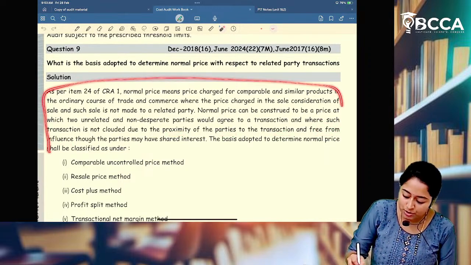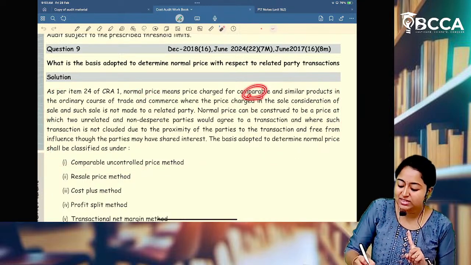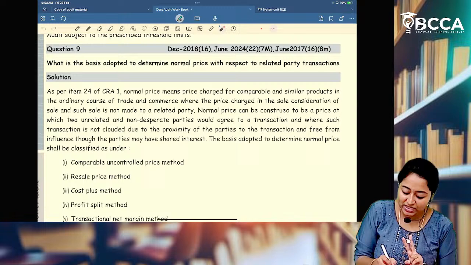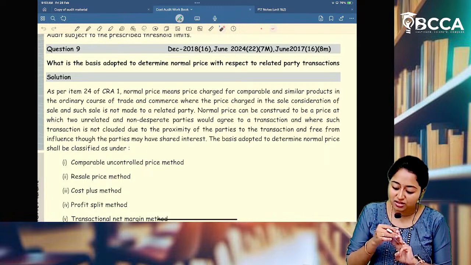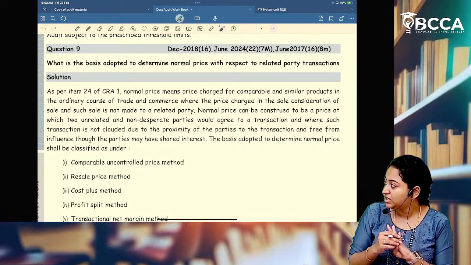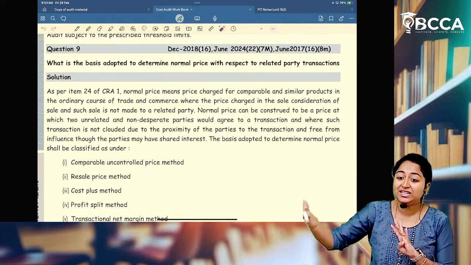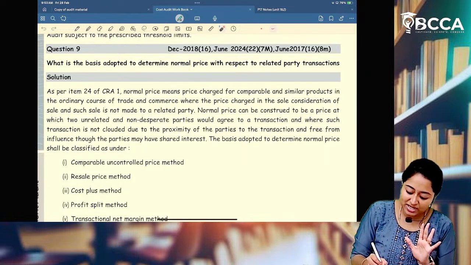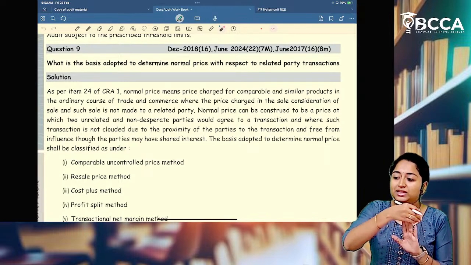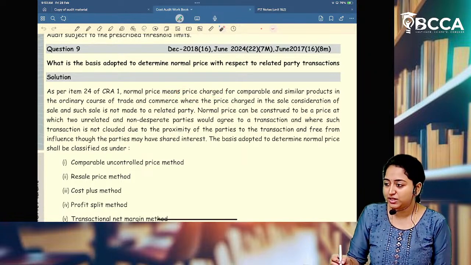So these are the points which we have covered in the normal price definition. First, normal price is given for any product which is comparable under similar product. Second, it is done in the normal course of business. Third, the price charged is the sole consideration of the sale. Fourth, the transaction is done between unrelated parties, like a client with an unrelated party. And fifth, the transaction is done without any proximity and influence. If all these are covered, then whatever price is charged in a transaction is called a normal price. We have seen that, right?